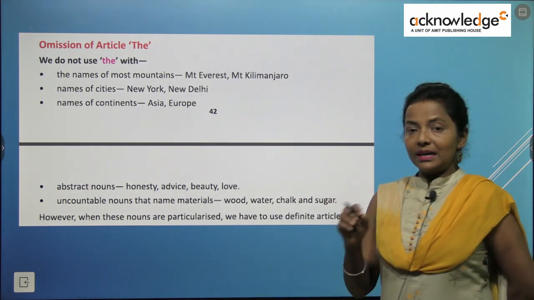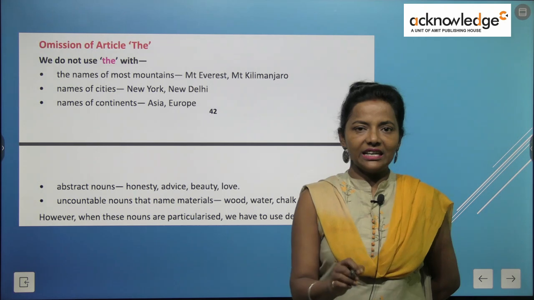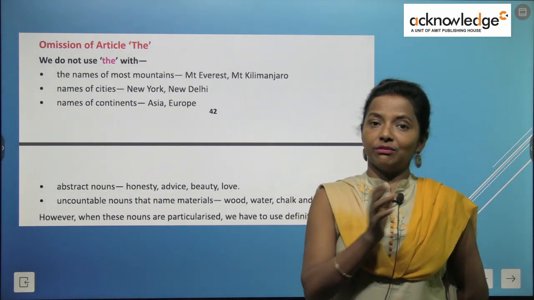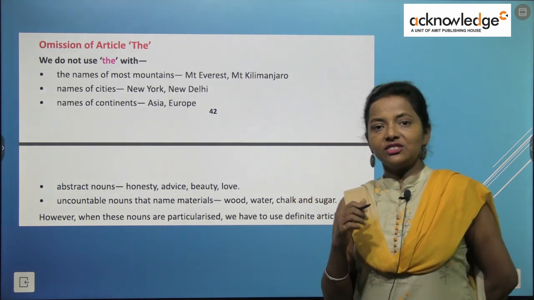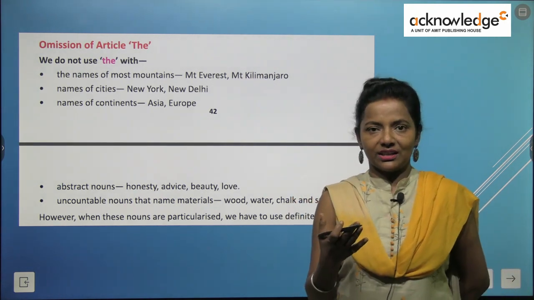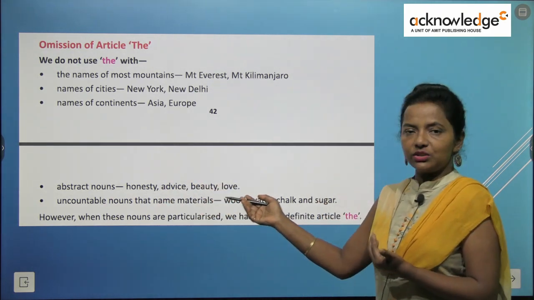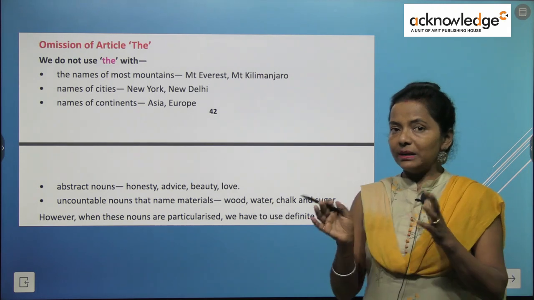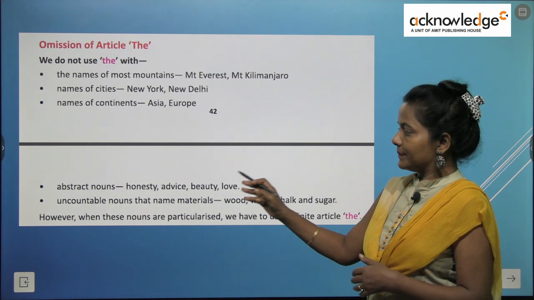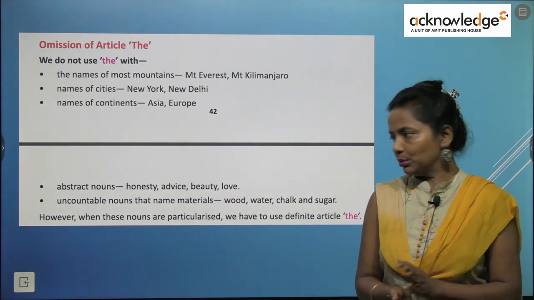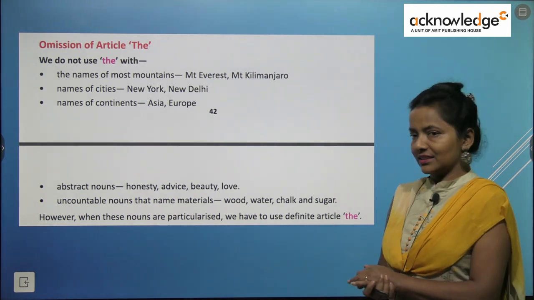एब्स्ट्रैक्ट नाउन्स जो होते हैं उनके आगे भी हम द का यूज नहीं करते। एब्स्ट्रैक्ट नाउन्स as we read earlier, हमने पढ़ा था, जिसमें कि हमें फीलिंग्स का पता चलता है। Okay, the feelings are there: honesty, advice, beauty, love. They cannot be seen or touched. We read this ना, if you remember. So abstract nouns के आगे भी the का use नहीं होता.